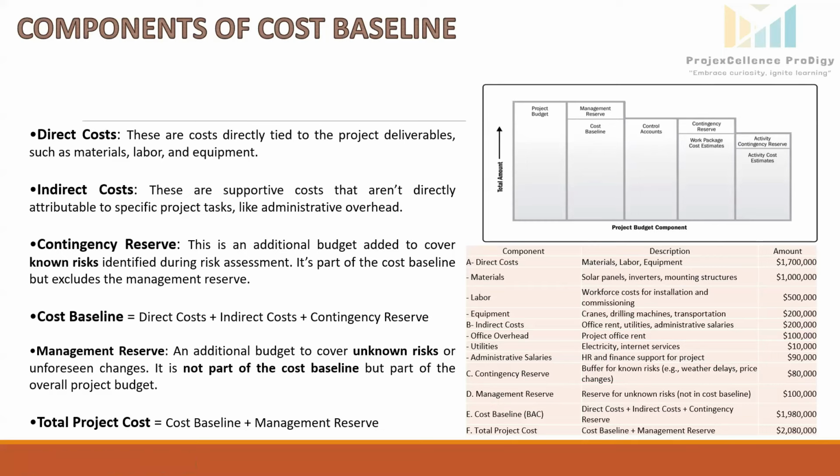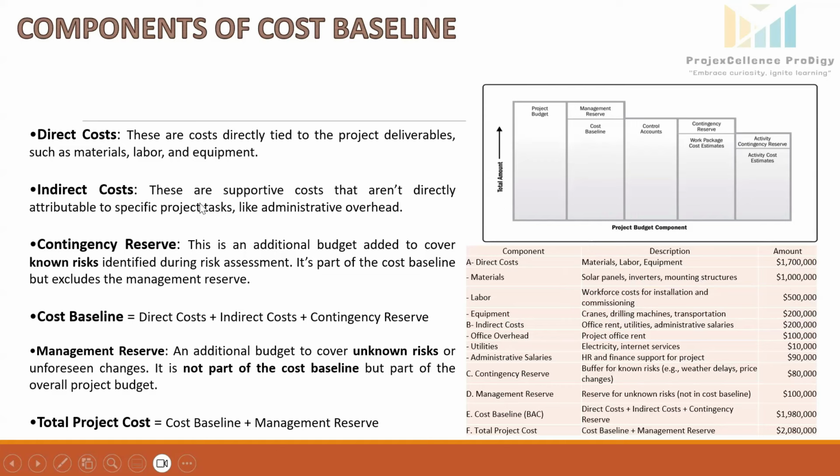So for our 20 megawatt solar power plant, material, if we talk about, so solar panels, we have to buy inverters and mounting structures. So let's suppose the cost of buying these items is $1 million and labor cost, the workforce cost for installation and commissioning, is $500K. And equipment, cranes, drilling machine and transportation is costing $200K. So total direct cost for this project will be $1.7 million.